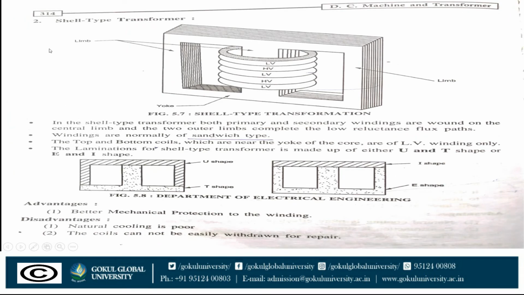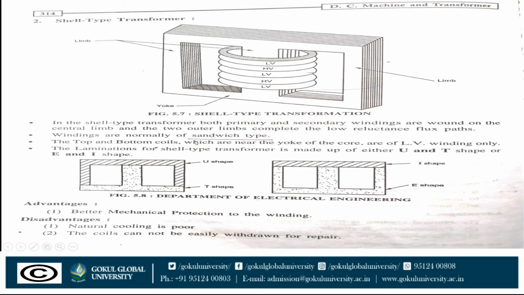Second type is shell type transformer. Here in the figure, in this shell type transformer there are two windows, Window 1 and Window 2. Here there are three limbs, 1, 2 and 3. As shown in the figure, low voltage winding and high voltage winding, both the windings are wound on the central limb. In the shell type transformer, both primary and secondary winding are wound on the central limb and the two outer limbs complete the low reluctance flux path.